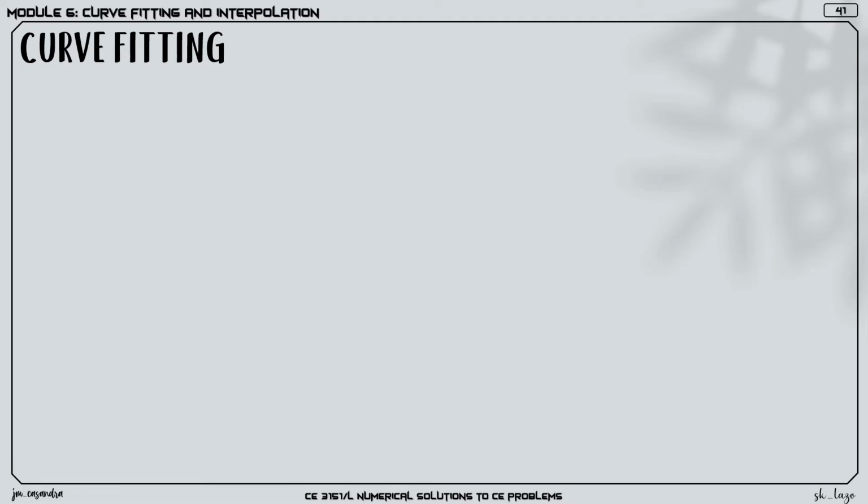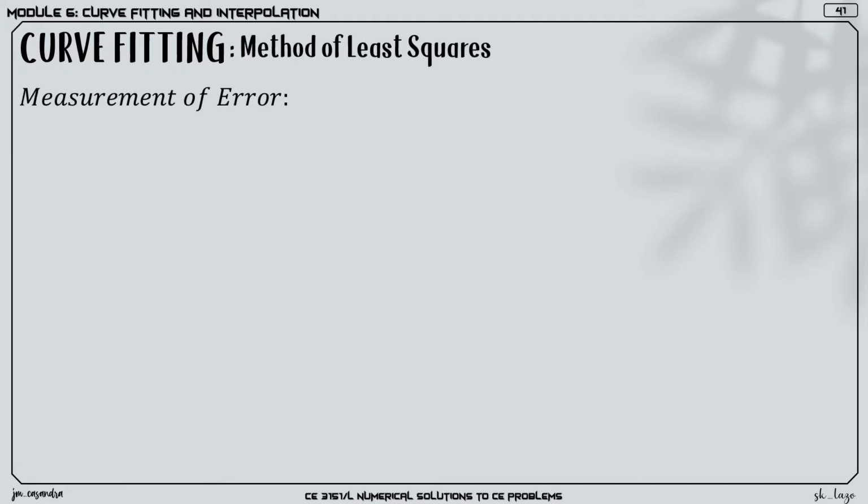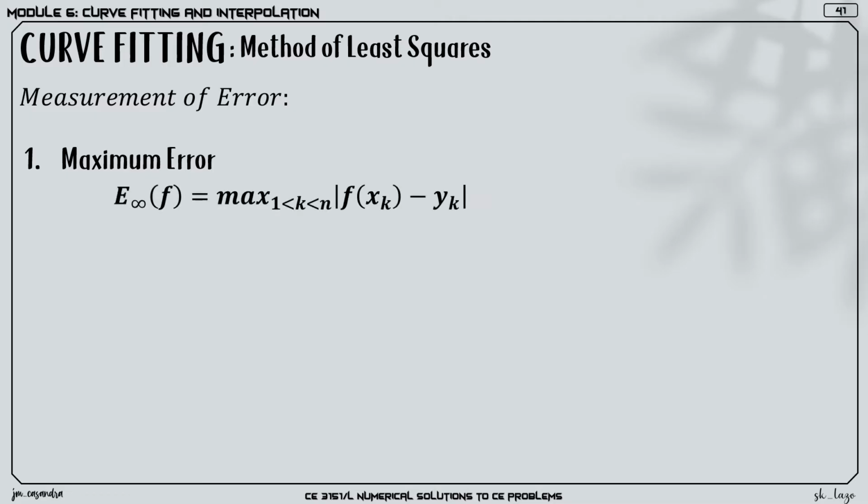So in curve fitting, we are to measure the amount of error in our solutions. As we have discussed in the introduction of curve fitting, we have basically two methods of measurement. The first one is the maximum error given by the equation E sub infinity of f is equal to the maximum absolute value of f of x sub k minus y sub k, given the condition 1 is less than k less than n.